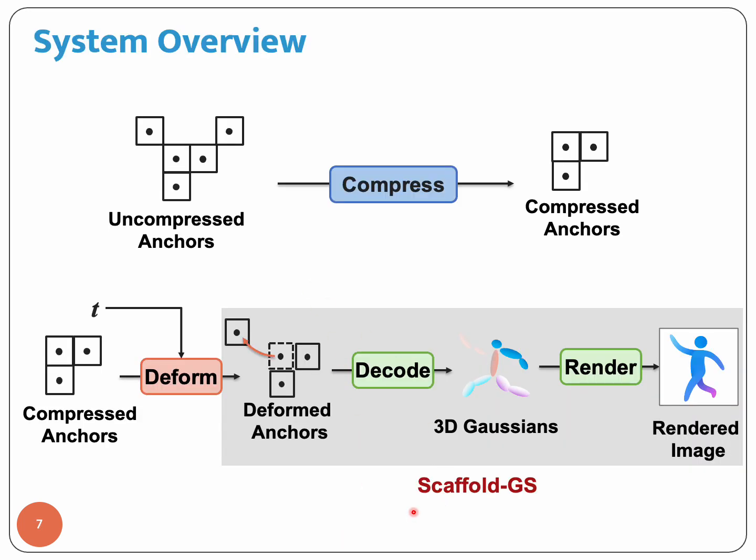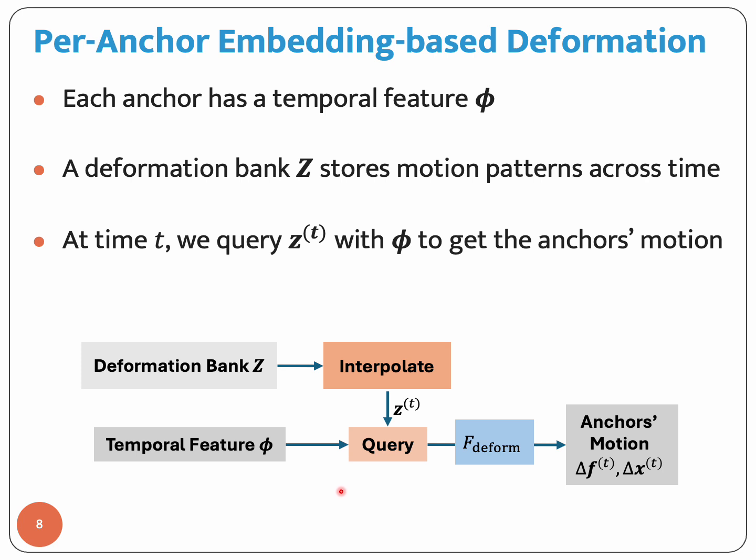Towards this end, our work builds on a canonical, deformable 3DGS representation, with a particular focus on how deformation is encoded. Specifically, we adopt Scaffold-GS, an anchor-based representation, as the foundation, and introduce a per-anchor embedding design to model temporal deformation. Each dynamic anchor is equipped with a temporal feature, which acts as a soft query to a global deformation bank for retrieving its deformation. This design enables flexible motion modeling while leveraging the spatial sparsity of anchors to reduce the number of deformation-related parameters.